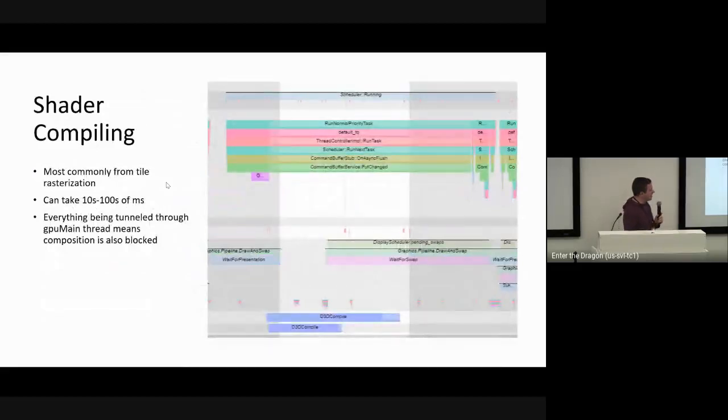And this is something else we saw from looking at traces. Sometimes shader compilation itself causes that GPU main work to take a long time. Just another example.